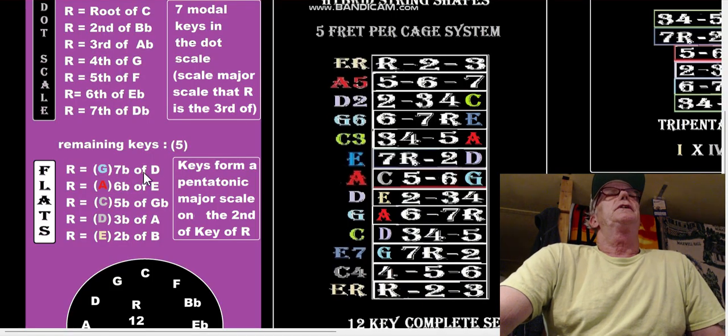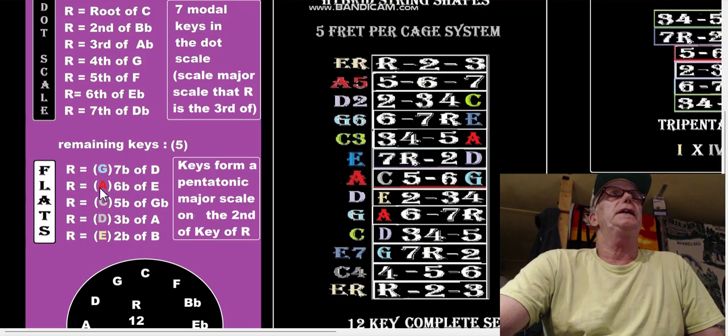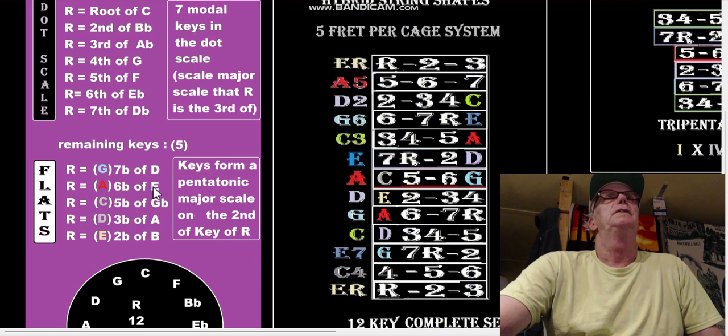So these are the other 5 keys. So let's just look at one of them. So let's look at R equals A, the 6th flat of the key of E. Okay, so C is the 6th flat in the key of E. Alright, so what string shape would that be? That would be right here, the G string shape, long. Is that G long? No, I'm not sure. Yeah, this is G long because it says G6 right there.